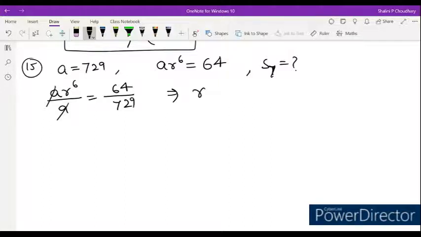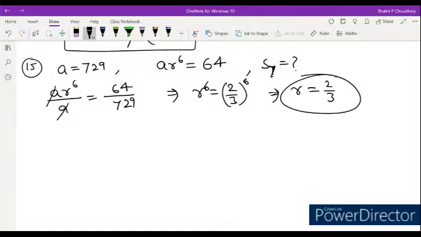The value of r will be 2/3 to the power 6. Why? Because 2 to the power 6 is 64 and 3 to the power 6 is 729. Okay, sorry, r to the power 6 will have this value. So r will be equal to 2/3. We got the value of r.